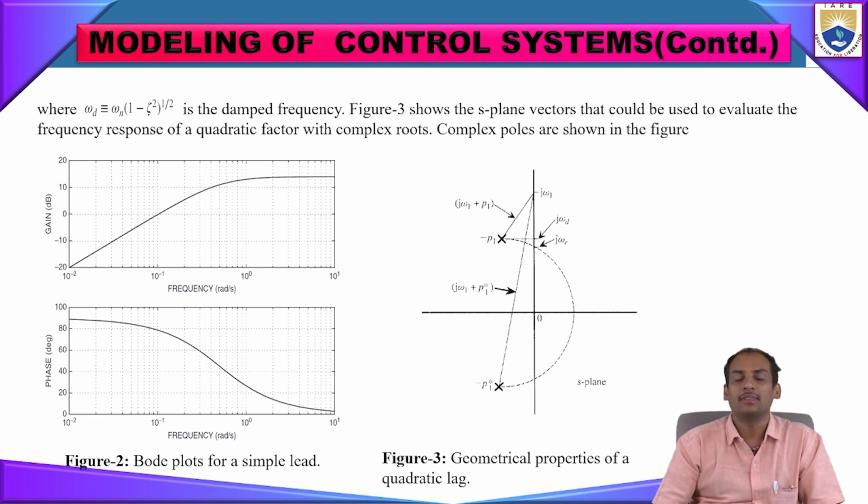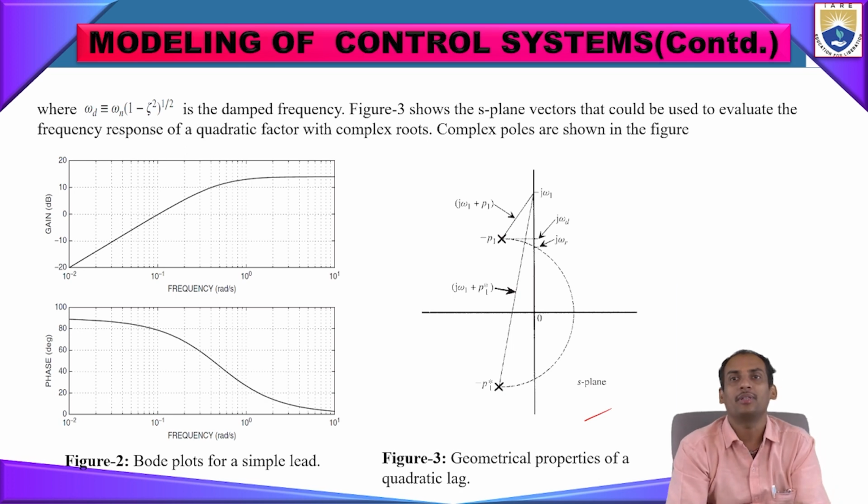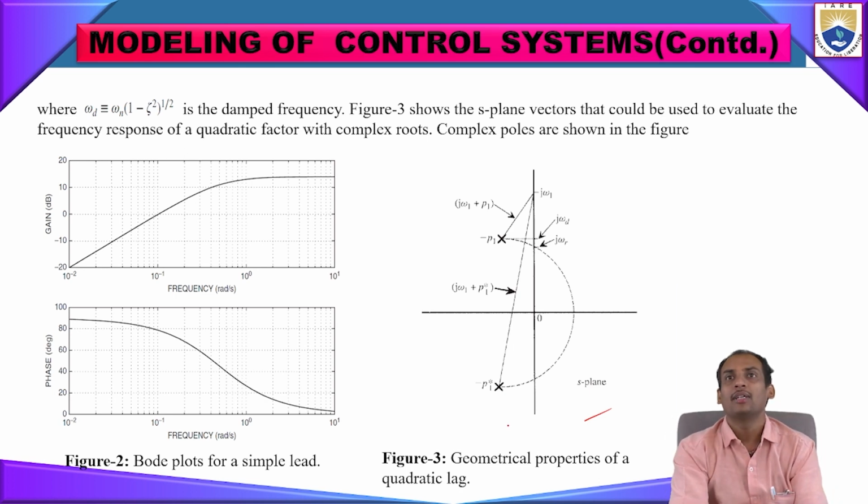In figure 3, you will see there is an S plane and omega. This gives you the root locus plot of that equation. The S plane vector can be used to evaluate the frequency response of a quadratic factor with complex roots. The complex poles are shown in the figure.